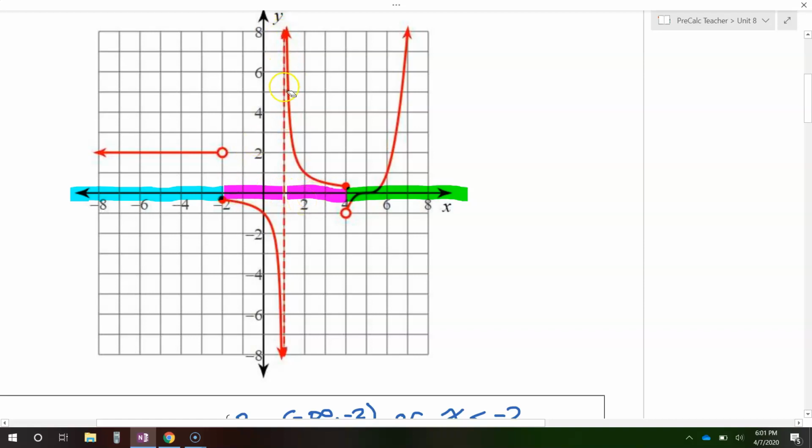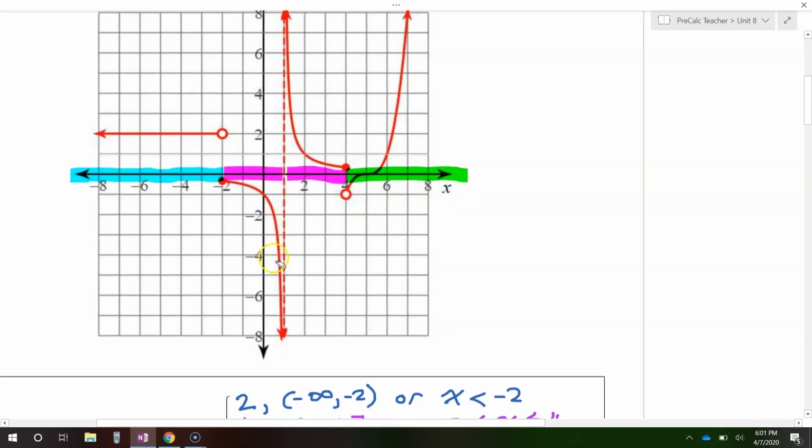Notice I'm referring to this red as two separate intervals. Part of that is because I've got an asymptote here. The asymptote is not included in the domain. So this definitely splits this up into two separate intervals.